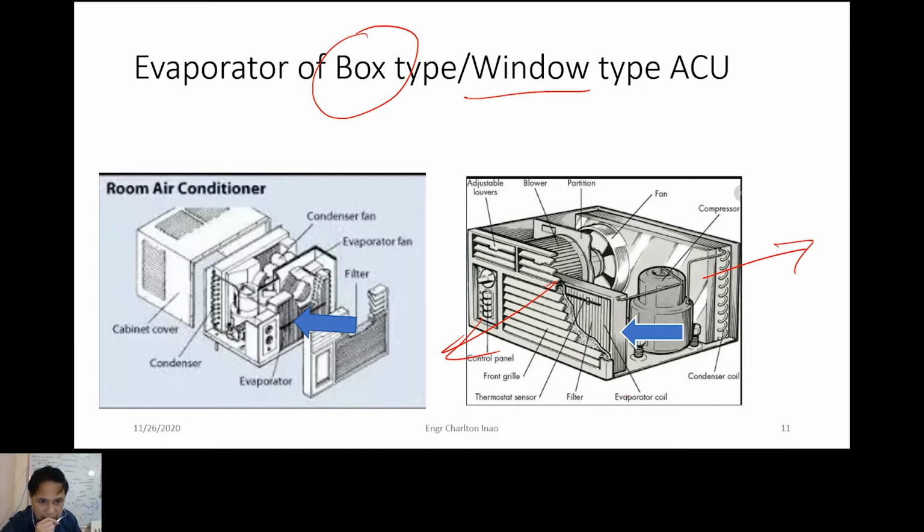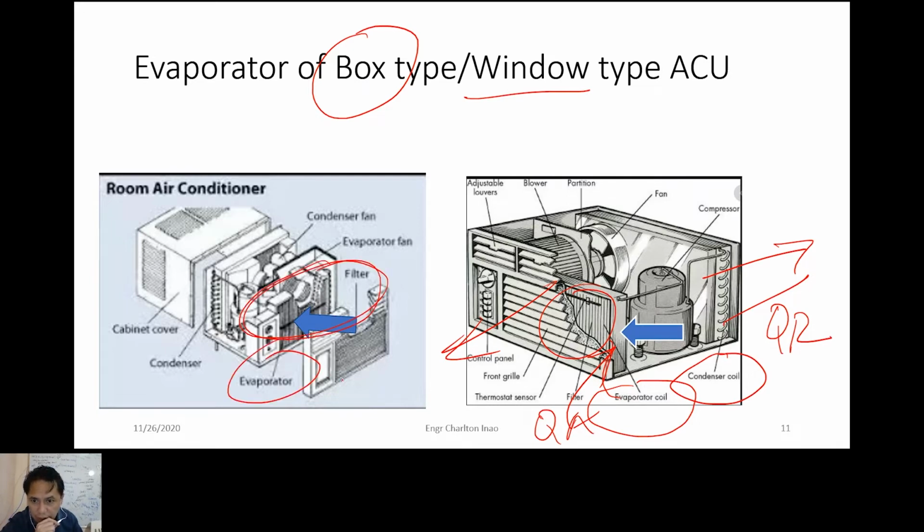Ayan naman, oh. Kita na, di ba? Evaporator coil. Nasa harap. Ang nasa likod ng mga aircon na nasa bahay nyo ay condenser, kaya mainit. Heat rejected, heat absorbed. Look at this, no? In front. Evaporator is in front. Heat is absorbed. At the back is what? Condenser. At the back.